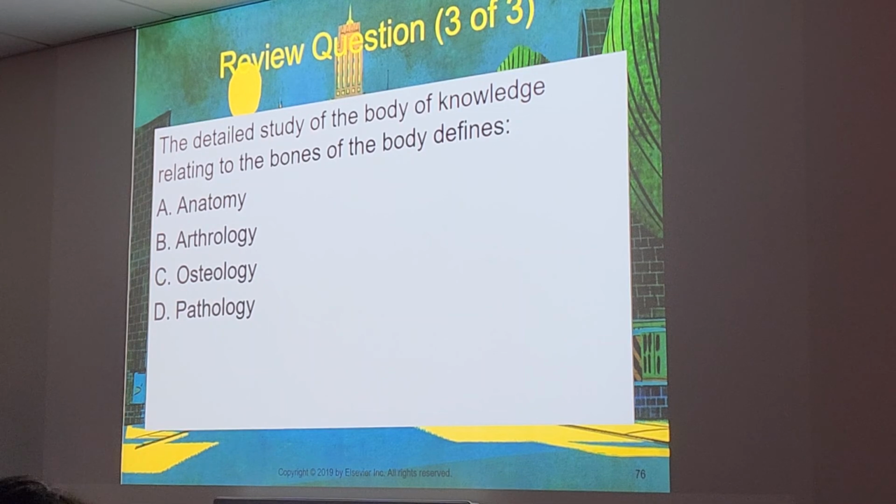Vocabulary. This is from Monday. A detailed study of the body of knowledge related to the bones of the body defines what? Osteology. Keyword is osteo. Osteo means bone. Keyword was bones. Osteology, the study of bones. What is arthrology? Study of joints. What is pathology? Study of disease. Patho means disease. Arthro means joints. Osteo means bone. Anatomy is a study of all the bones and organs together.